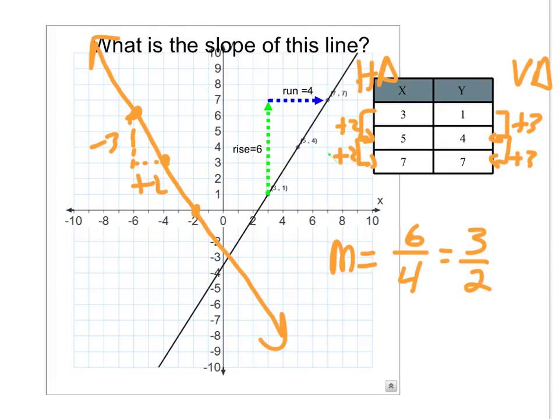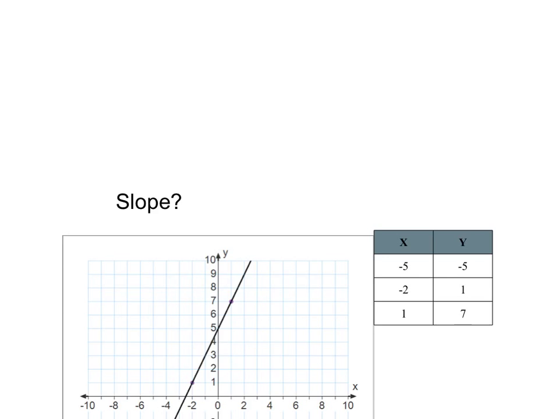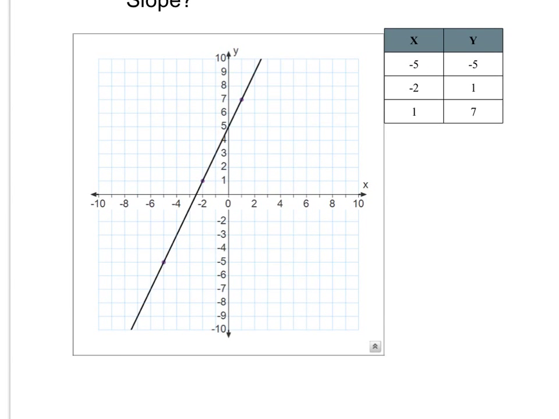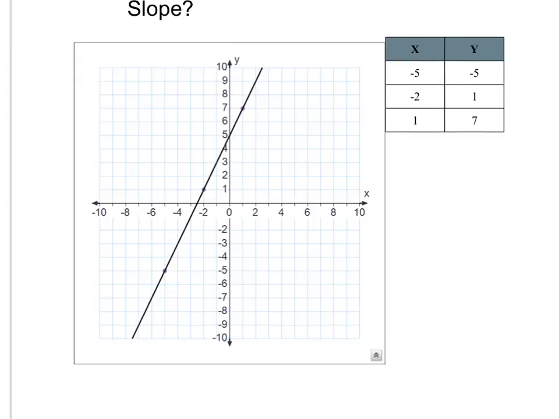Right, if I did that, that would be up 3, right? That's plus 3, and right 2, right? I still get it. That's why it doesn't matter what 2 points we pick. All right? So what about this one? Another positively sloped line. I gave you some points in the table. Doesn't matter which 2 points I pick. So everybody look at that and tell me what you think the slope is.